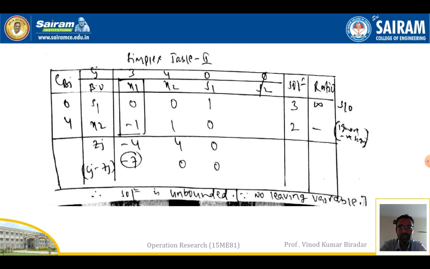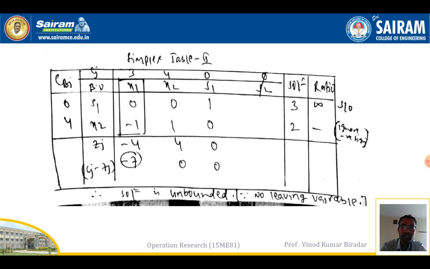Once you have calculated these, you calculate the zj value, with the same procedure. 0 into 0 plus 4 into minus 1 gives minus 4. Again 0 into 0 plus 4 into 1 gives 4, and 0 into 1 plus 4 into 0 gives 0. So the zj values are minus 4, 4, 0. Now calculate cj minus zj: 3 minus minus 4 is equal to 7, 4 minus 4 is 0, and 0 minus 0 is 0. Here select the highest value column.